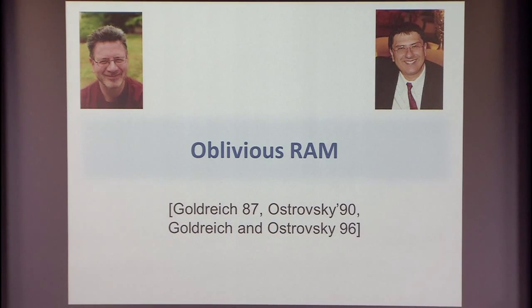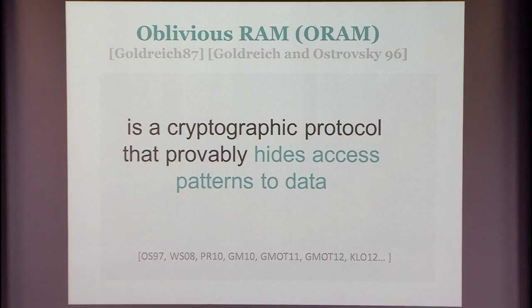So how can we secure against access pattern leakage? We have Oded and Rafi smiling at us. We need Oblivious RAM. This was proposed back in the 1980s by these two people. Oblivious RAM is a cryptographic protocol that allows us to hide access patterns to data, and not only so, it also hides access patterns in a provably secure manner. Since the seminal work by Rafi and Oded, there has been a sequence of subsequent works that improve on their results.